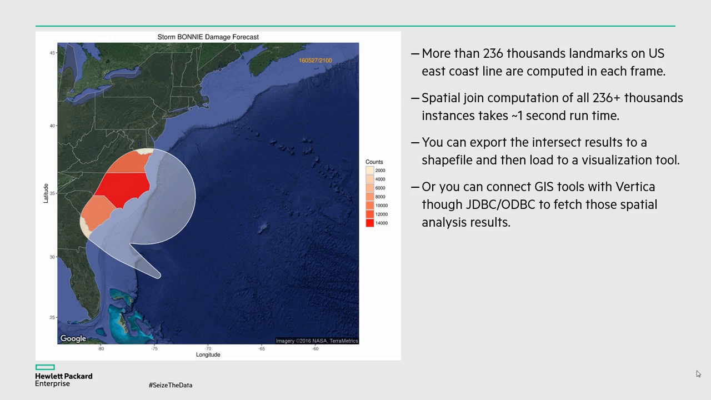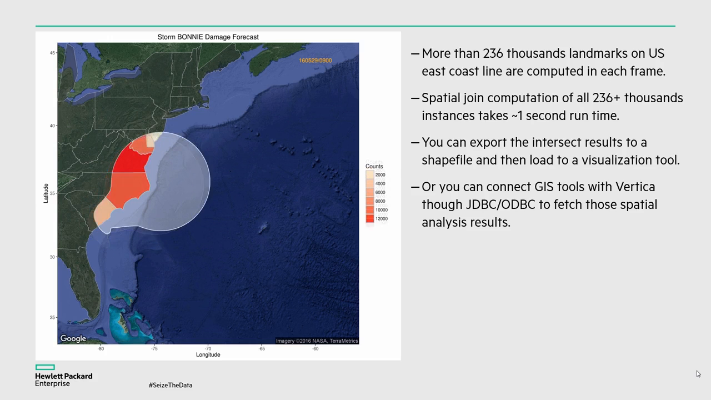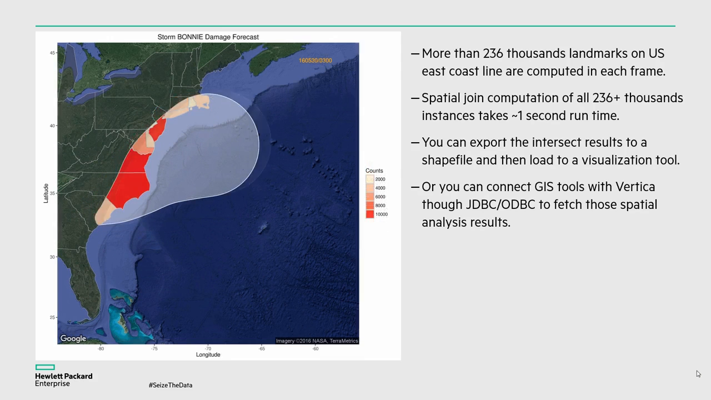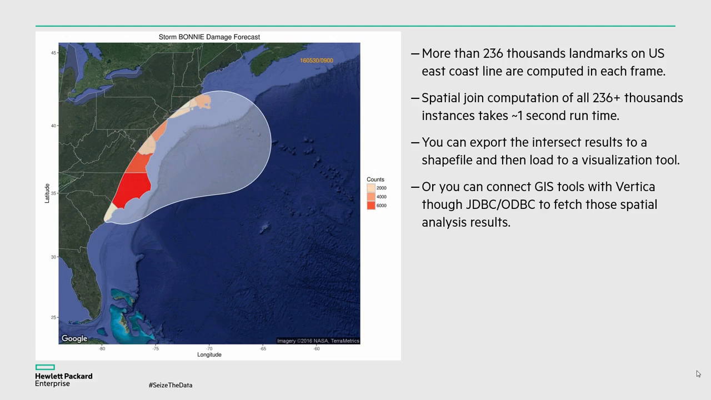In this case, I export the result to a shapefile, then load the result shapefile into R to create the heat map and visualize it. Besides that, you can also connect your third-party tools to the Vertica database through JDBC or ODBC to fetch the result. So that's the final result. You can get the dynamic heat map.